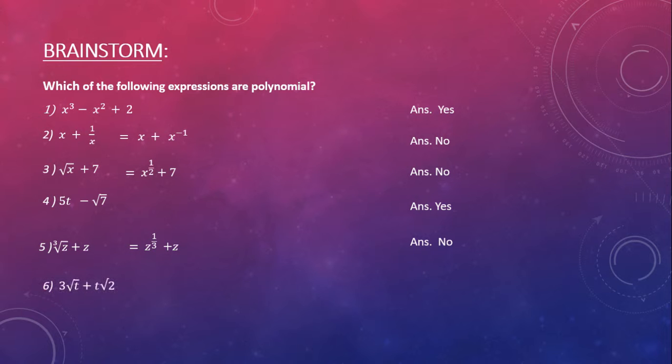The sixth example, 3 root t plus t root 2. And the seventh example, root 2x plus 1. Can you tell me whether these two are examples of polynomial or not?